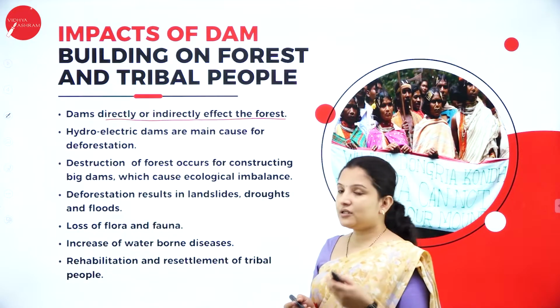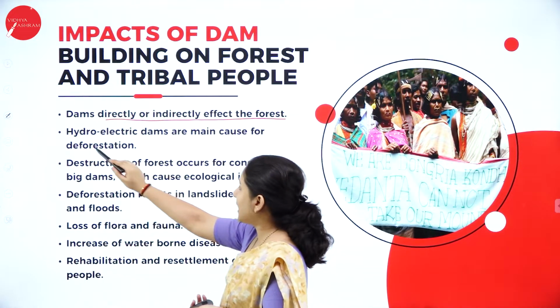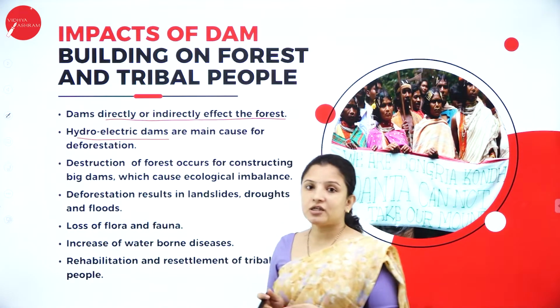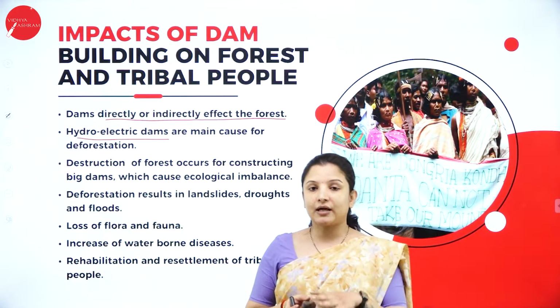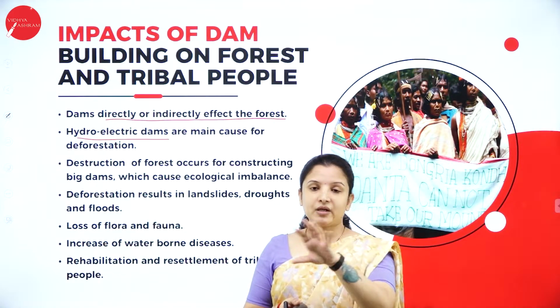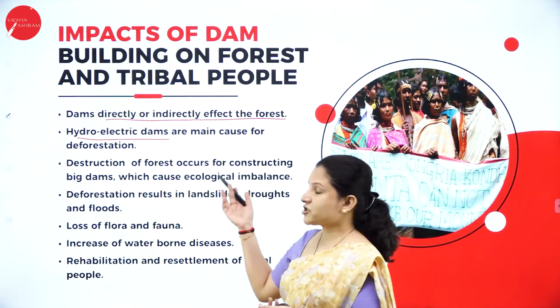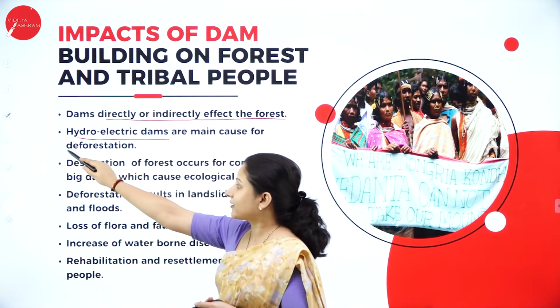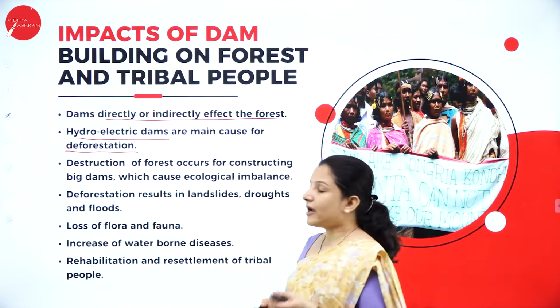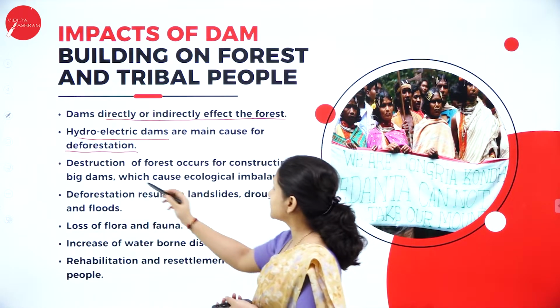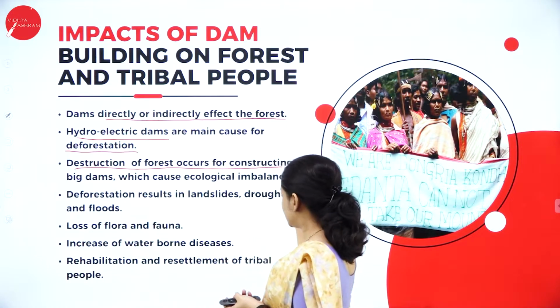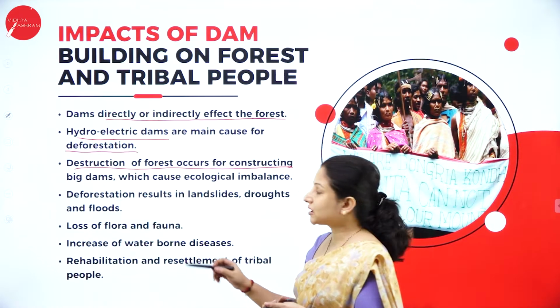Say, for example, a hydroelectric dam is created. If you need to create a hydroelectric dam, then deforestation has to be done in the neighboring areas. So if deforestation occurs, then it will impact tribal life also. And this deforestation, or the destruction of forest, is mainly because of constructing big dams.